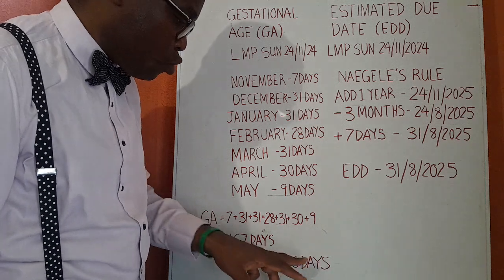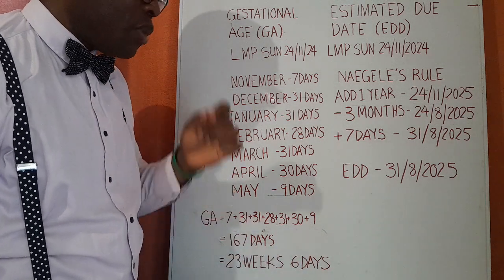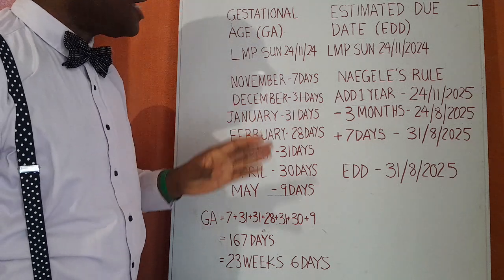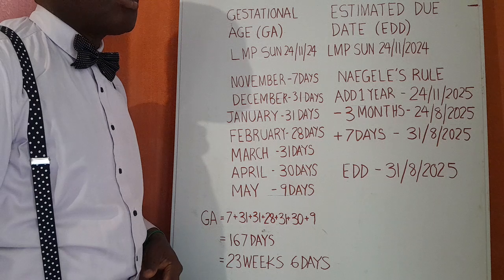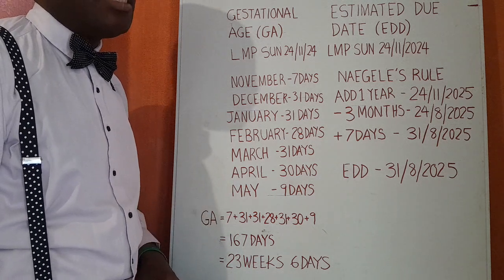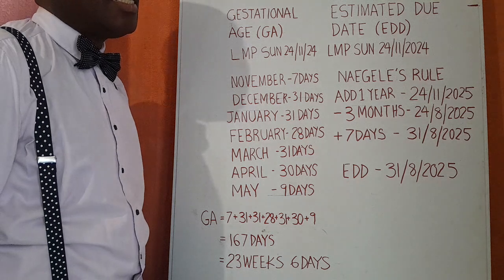Actually, it is going to be tomorrow that is going to be 24 weeks. So she can say that she's 24 weeks gone. That is for gestational age. There are different methods of determining the gestational age.